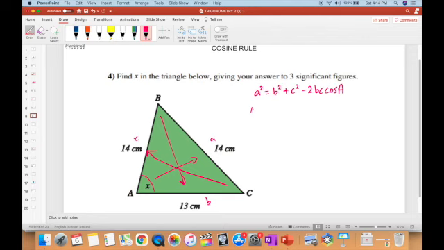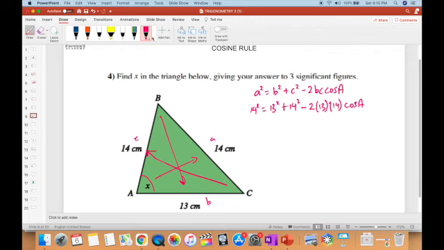So a squared, which is 14 squared, is equal to b squared, which is 13 squared, plus c squared, which is also 14 squared, minus 2b, which is 13, c, which is 14, multiplied by the cos of A. Okay. All of this is multiplied, so I'm treating all of this like one unit, right? So I'm not going to touch that yet. Let me work out these first.